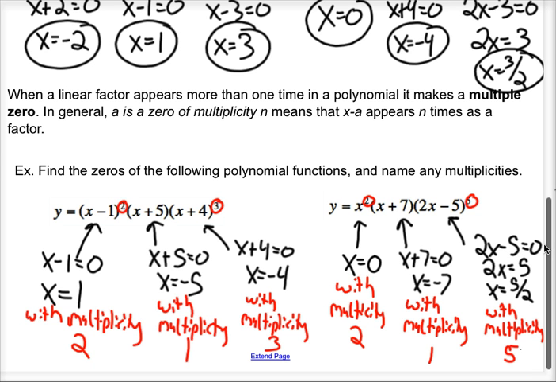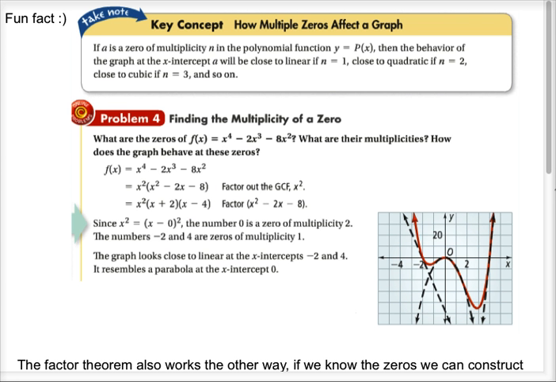Okay, so now we've gone over how to find the zeros. We've gone over multiplicities. Now I do want to show you something that I found very interesting from the book. How multiple zeros affect a graph. If a is a zero with multiplicity n in the polynomial function, then the behavior of the graph at the x-intercept a will be close to linear if n is 1, close to quadratic if n is 2, close to cubic if n is 3, so on and so forth.